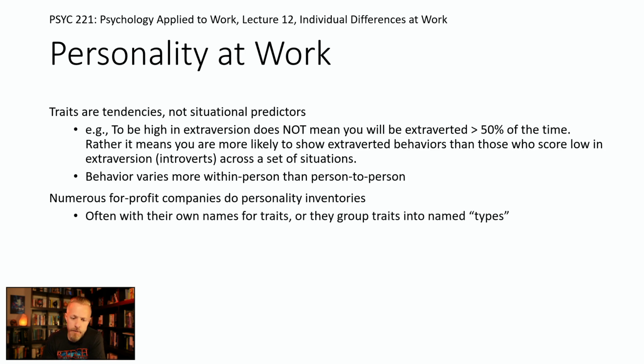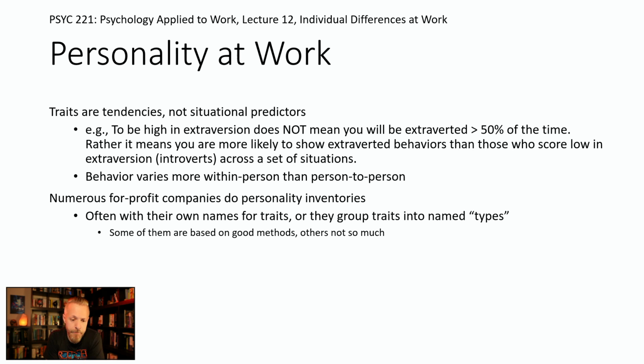And so you often get these for-profit companies that consult with organizations, and they've got their questionnaire, and then they have their own names for traits, and some of them even group people into types. And some of those are okay. Some of them are based upon reasonably scientific efforts, and they might not use the exact names of the traits we're going to talk about, but they're analogous.